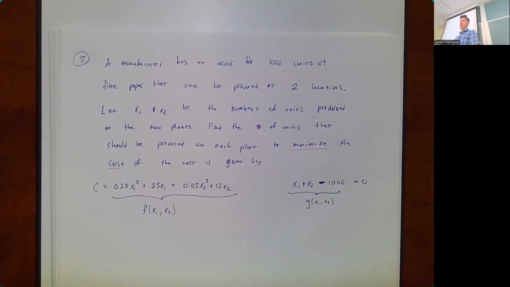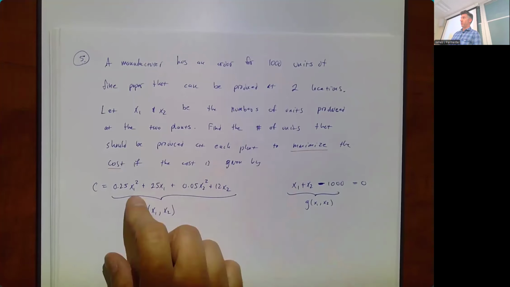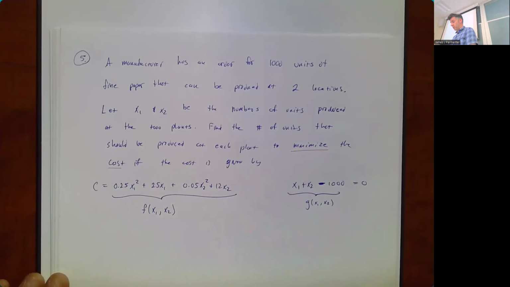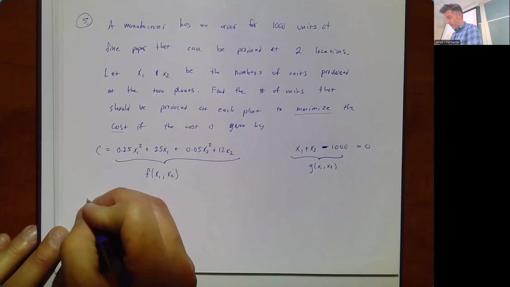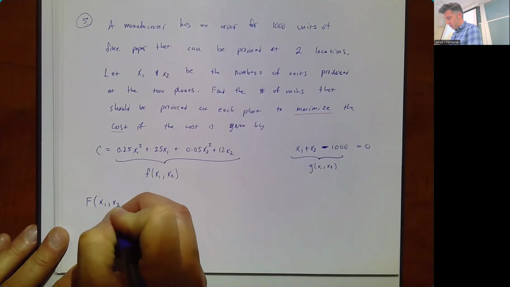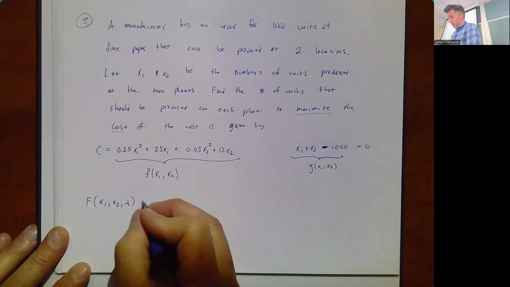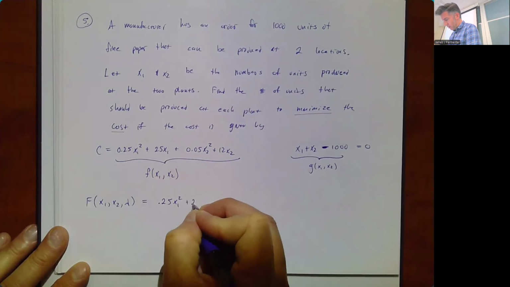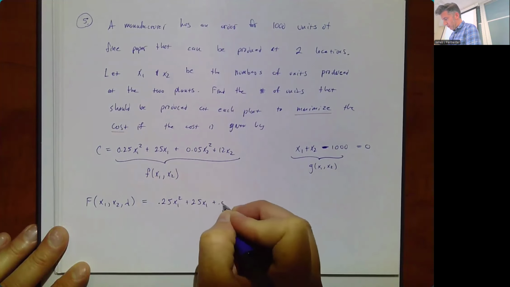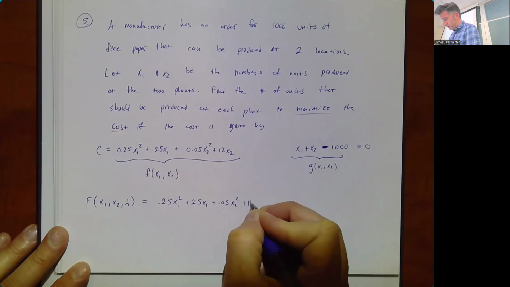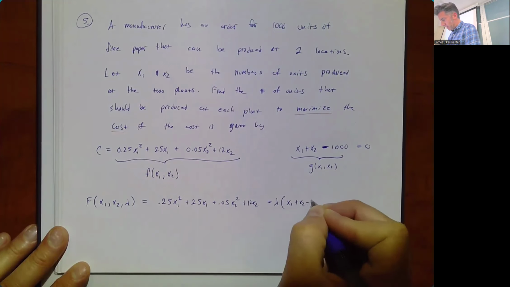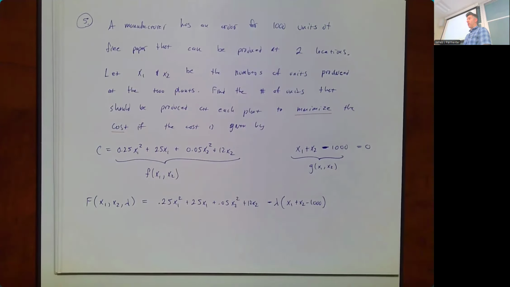To me, especially when you only have two variables, it feels a little funny to use Lagrange multipliers. It feels like it'd be much easier to just plug this into the other equation and do it the typical way. But that's not what we're being asked to do. So we're going to use Lagrange multipliers. We're going to write that our F of x1 comma x2 comma lambda is equal to 0.25x1 squared plus 25x1 plus 0.05x2 squared plus 12x2 minus lambda times x1 plus x2 minus 1,000. And then we're going to find our partials.